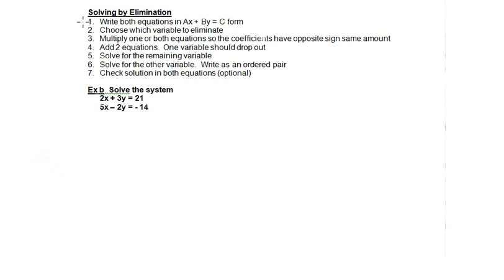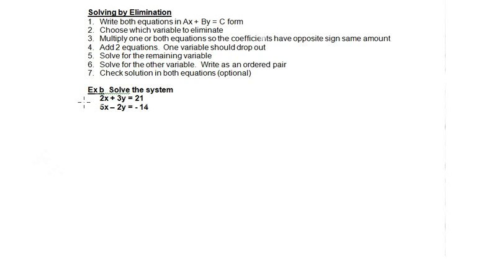So let's step through the procedure here. The first step says to write both equations in ax plus by equals c form. So this has been done for us. This is general form, and we have our x terms first, our y terms second, and then is equal to our constant on the right-hand side. The second step says choose which variable to eliminate. So we are going to either eliminate the x's or eliminate the y's, and that means we're trying to figure out how to make that variable drop out.